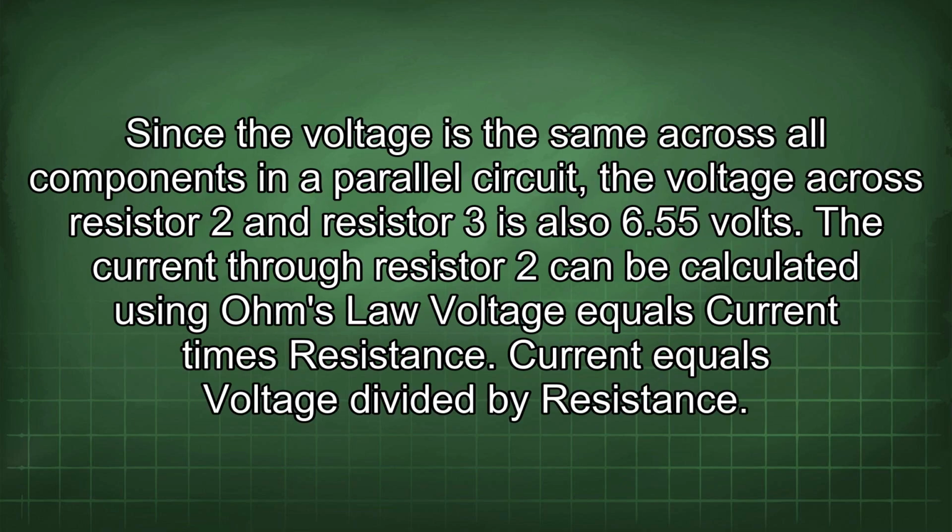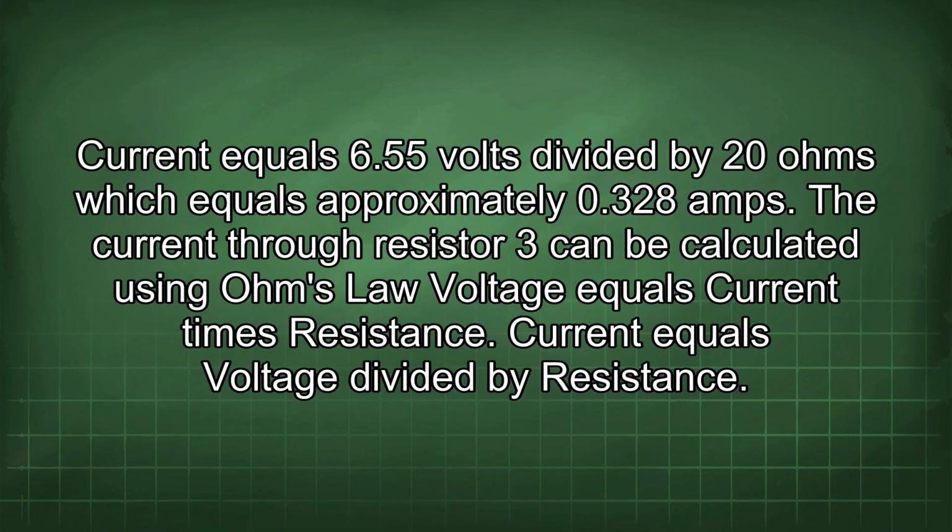Since the voltage is the same across all components in a parallel circuit, the voltage across resistor 2 and resistor 3 is also 6.55 volts. The current through resistor 2 can be calculated using Ohm's law. Voltage equals current times resistance. Current equals voltage divided by resistance. Current equals 6.55 volts divided by 20 ohms, which equals approximately 0.328 amps.